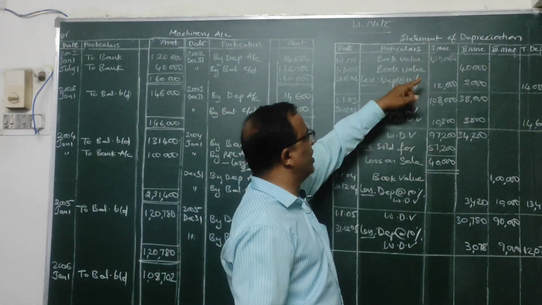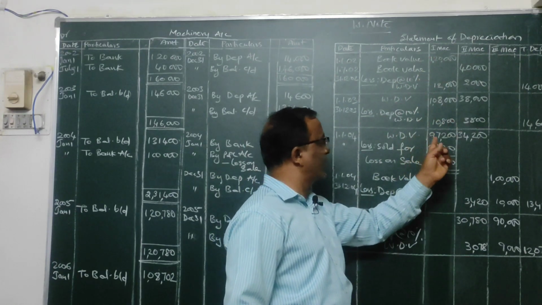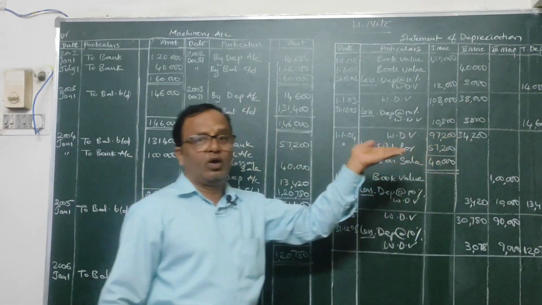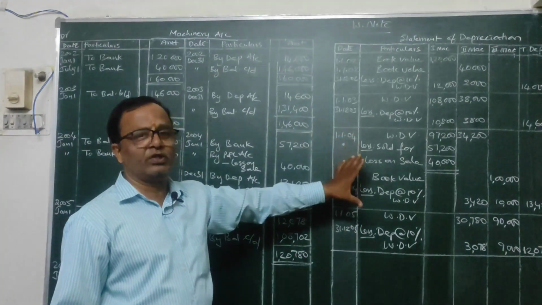That means in the first year we will calculate on this one. Next year on the written down value we will calculate. Then again in the third year we will calculate on the written down value. Like that, every year in the beginning of the year, whatever value is there, on that we are going to provide depreciation under the written down value method. Okay, that is the only difference here.